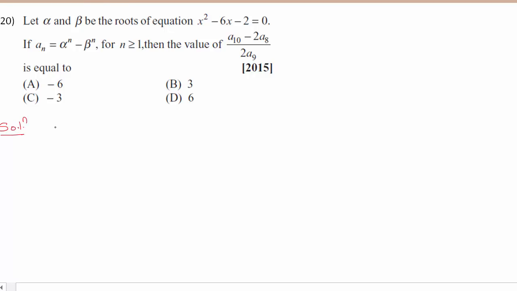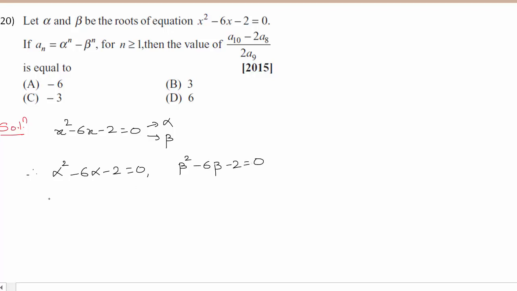Let's start. x square minus 6x minus 2 equal to 0. This has roots alpha and beta. If alpha and beta are the roots, we can substitute alpha, beta in place of x. So alpha square minus 6 alpha minus 2 is 0 and beta square minus 6 beta minus 2 is 0. So alpha square can be written as 6 alpha plus 2. Beta square is 6 beta plus 2, right?